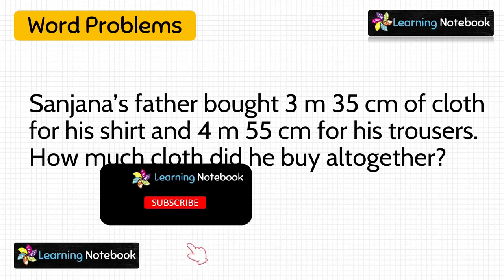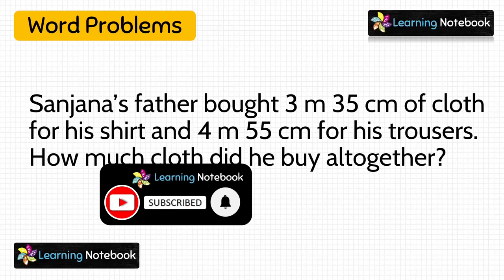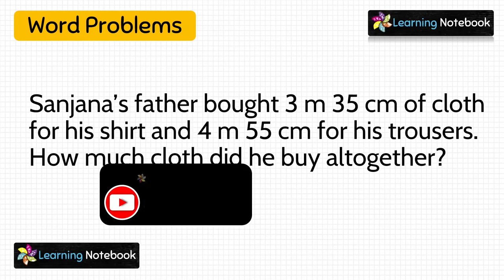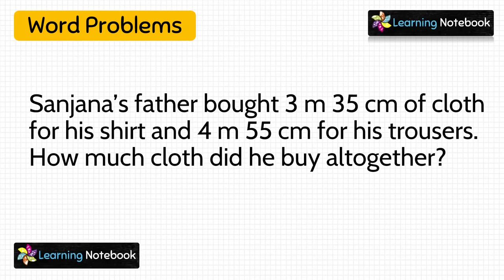Let's see the next word problem. Sanjana's father bought 3 meter 35 centimeter of cloth for his shirt and 4 meter 55 centimeter of cloth for his trousers. How much cloth did he buy altogether?